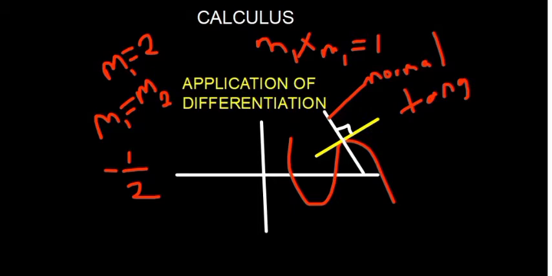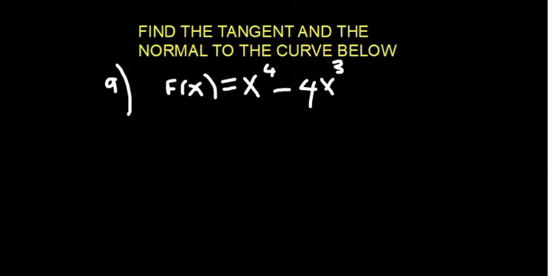Let's try an example, finding the gradient and the equation as well. Let's say we've been given the curve f(x) = x^4 - 4x^3. We are asked to find the tangent and the normal to the curve at the point where x is equal to 1. How do we find the gradient? Let's first try to find the gradients, starting with the tangent.